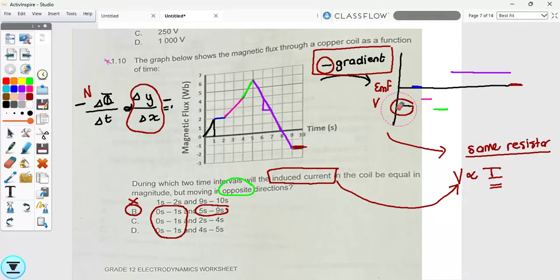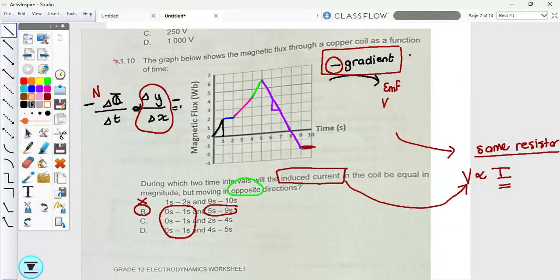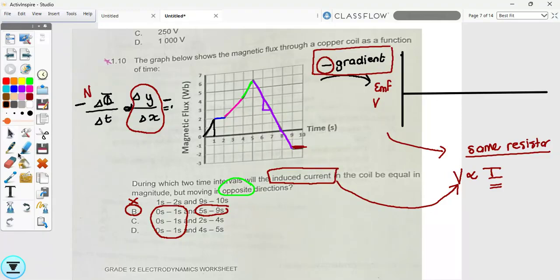So for that first little bit, if you look at the gradient, the gradient is positive. So that's the one thing you need to ask yourself: what is the sign of the gradient? For this first little bit here, the gradient was positive. So we know that my EMF is going to be negative. So I know the line is going to be somewhere below the axis. And because it's a straight line, it's going to be a flat line. Are you happy with that?